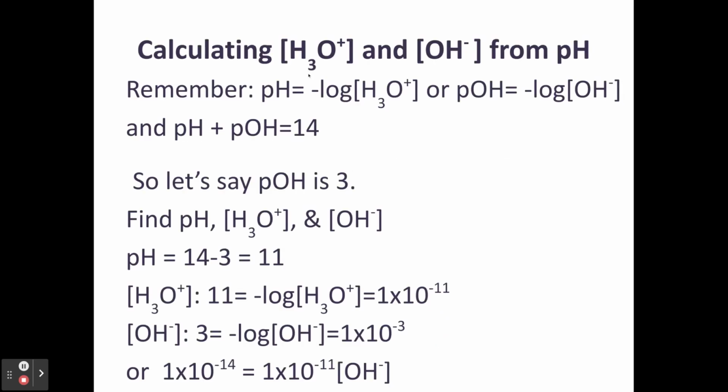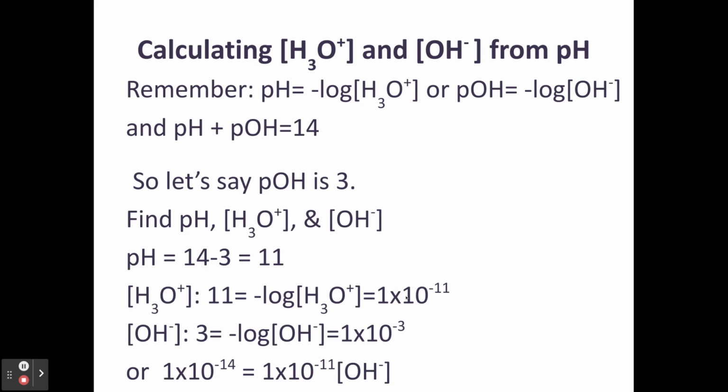Now, being given all of these different equations, we can calculate concentration of hydronium or hydroxide if we're given pH, or maybe if we were given pOH. So let's say that the pOH is 3. We can find our pH by taking 14 minus 3. So we know our pH is 11. So then, to find our hydronium concentration, 11 is going to equal the negative log of our hydronium concentration. So to solve the log, the opposite of log is an exponent, basically. So you would type in 10 to the negative 11th, and that's what we end up with.